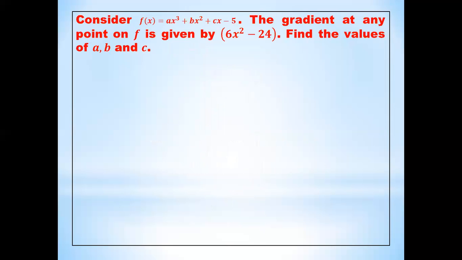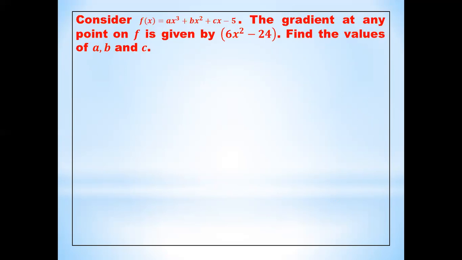This is also another thing you need to look at. Well, we have one more. Let's see. Consider f of x is equal to ax cubed plus bx squared plus cx minus 5. This is the cubic graph, or the cubic function.